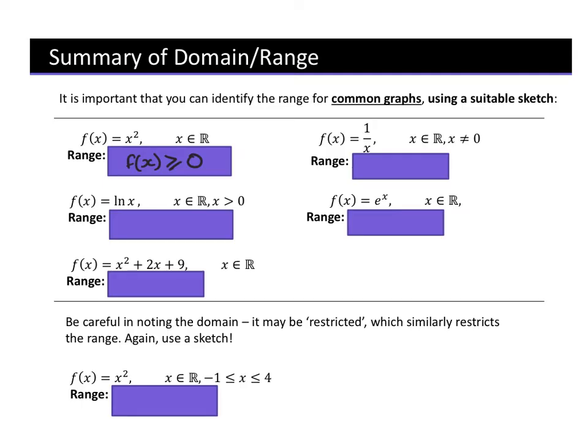Okay? Any number squared is always going to give me a positive value. Perfect. Okay, ln of x. What do we think about ln of x? What is my range of values? Now, make sure that we look here for our possible input. So x is always greater than 0. We need to know the range of ln of x.